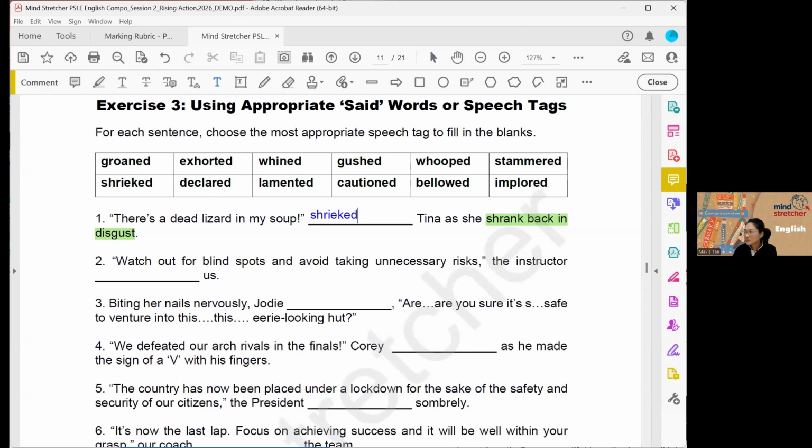Shrieked, Tina. Okay. Watch out for blind spots and avoid taking unnecessary risks.